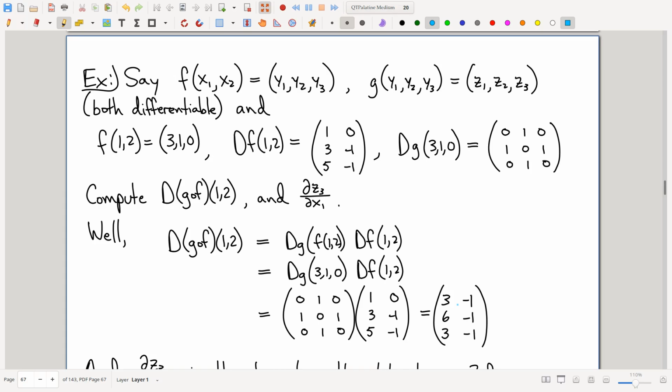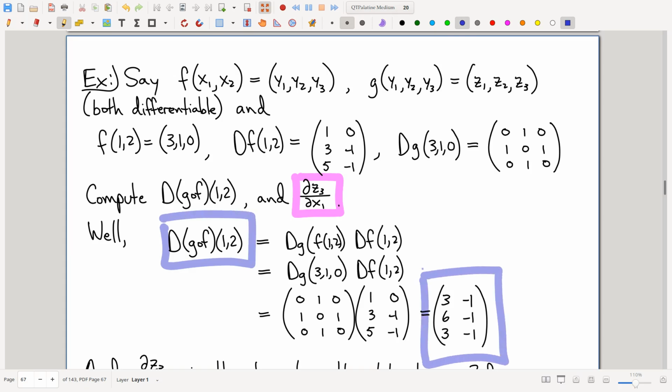Everybody good? Okay. All right, now next question. We were asked to compute this partial derivative right here. And we got to think to ourselves, okay, wait a minute, I've computed the derivative matrix. The derivative matrix is this. That's the derivative of the composition. I am interested in the derivative of one of the output variables of the composition with respect to one of the input variables to the composition.